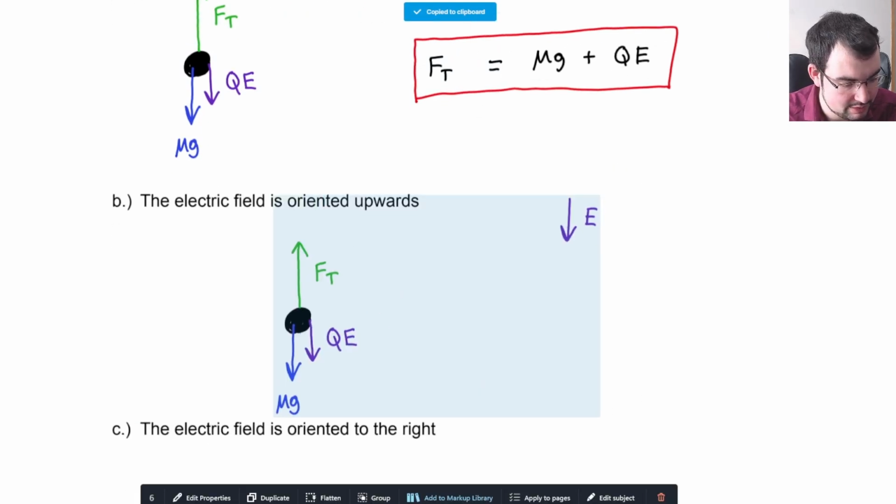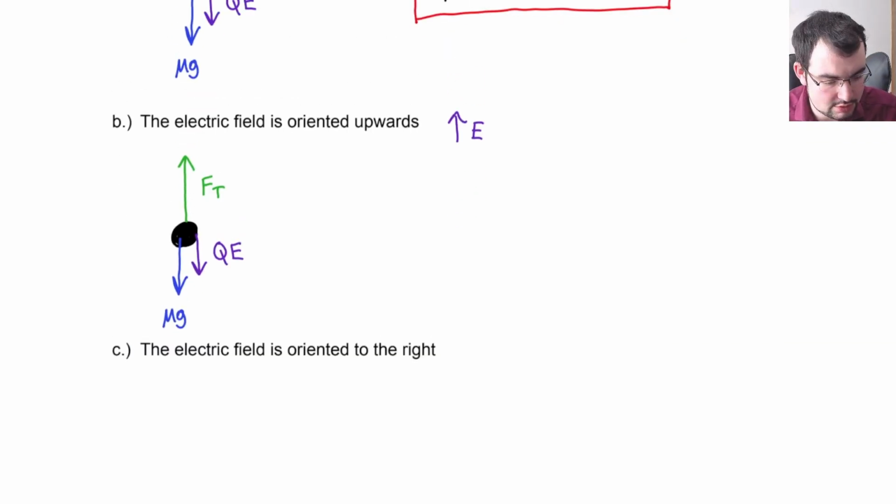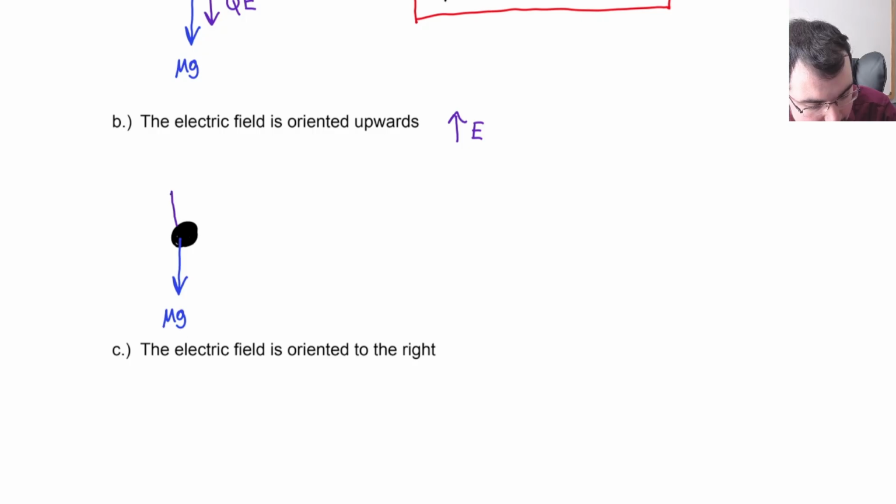I'm just being a copy paster here. All right, now if we do the E field up, what is that going to do? Well, no change to mg, but there will be a change to FE, right? The electric field is now going to exert a force up. So that means tension is actually getting some help.